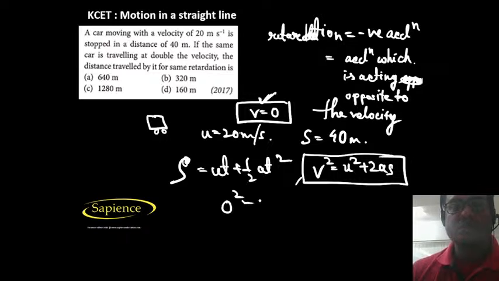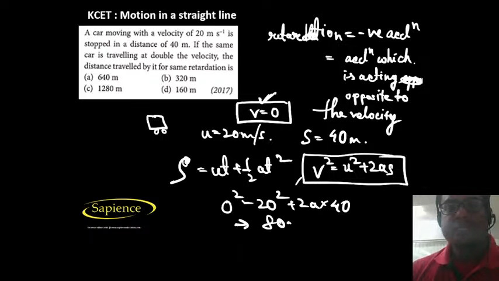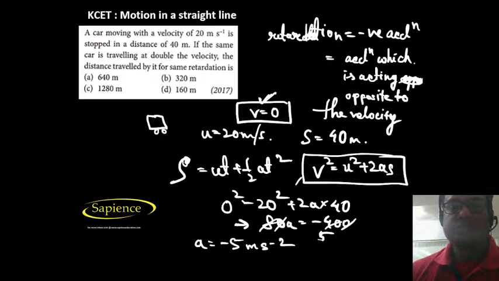So 0 square equal to 20 square plus 2a into s, which is 40. Therefore we can say 80a is equal to minus 400. So 0 0 will cancel, 5 8s are 40. So the retardation is 5, or the acceleration is minus 5 meter per second square, or we can say the retardation is 5.